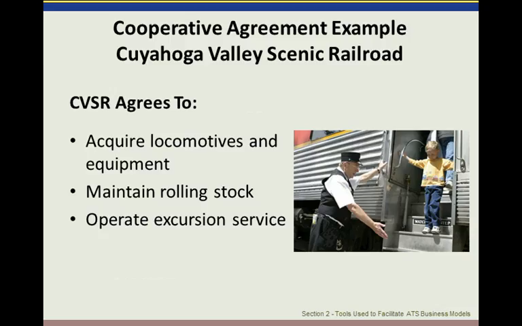The scenic railroad in this arrangement actually provides the vehicles. They purchase the locomotives and the equipment. They provide maintenance, and they actually serve as the operators of the service. They do some regularly scheduled excursion services as well as some special services, wine tastings, and that sort of thing.